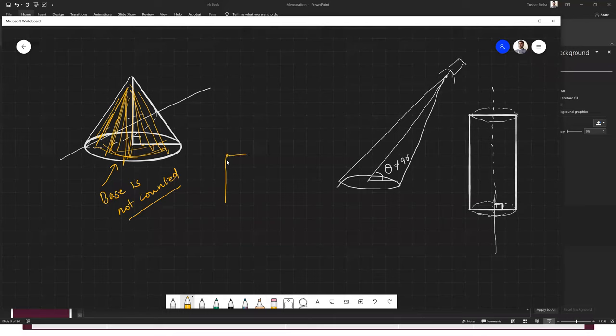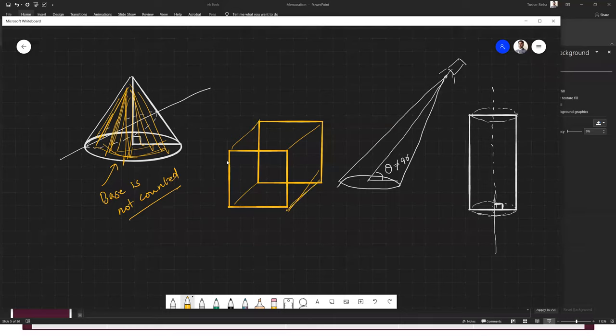If I draw this cuboid or cube, somewhat like that, okay, this is the cuboid. The lateral surface area will be this surface area one, this surface area two, then on the back side third, and on this side four. These are the lateral surface areas of the cube or cuboid. The top surface and the bottom surface are not counted. So the base is not counted. You have to be careful in the case of a cuboid.